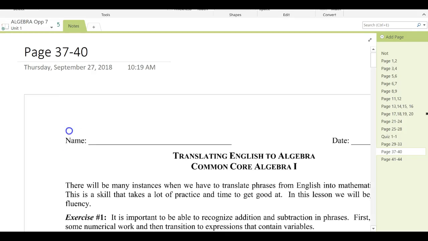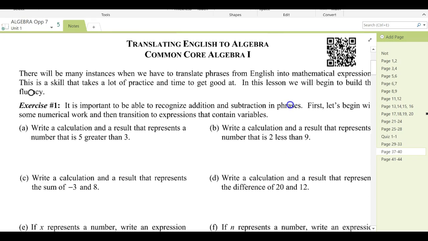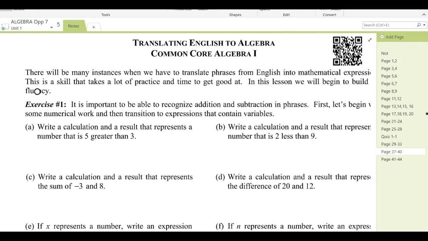Okay? Translating English to algebra. Oh boy. Fun, fun. So we've got to recognize addition, subtraction, and phrases. That's the idea. What I want you to constantly think about for this first part is we're thinking about words that mean the same as adding or subtracting. I'm on page 37.